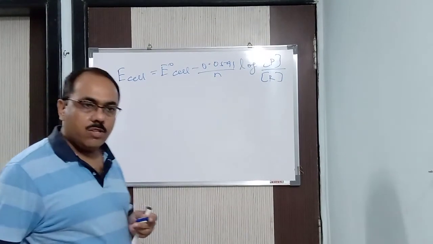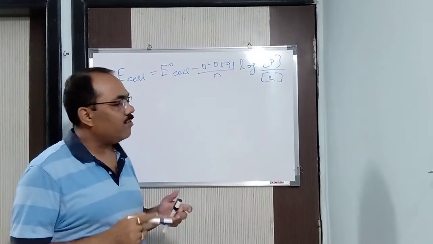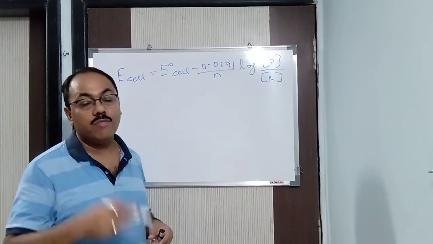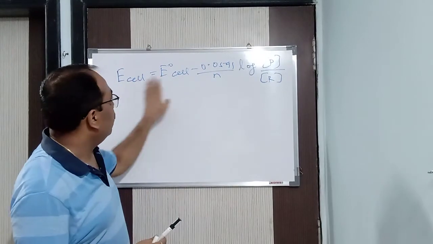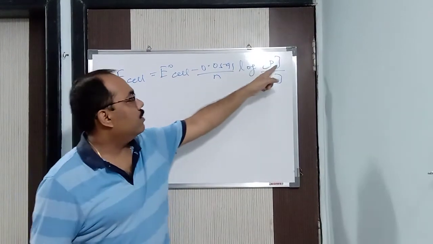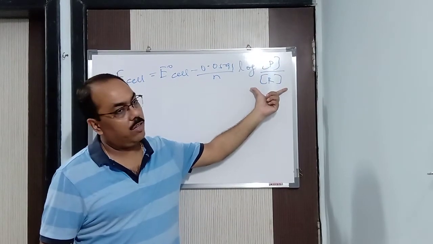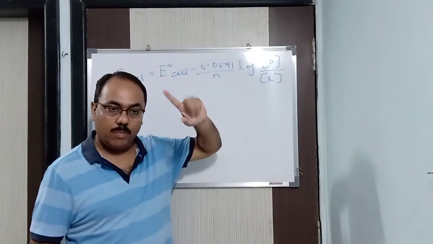Electrodes, definitely. So if you do not know the concentration of either of the electrodes in the product or the reactant, you can find it out by using the Nernst equation. This is the first application. Suppose you know E cell, you know E naught cell, you know n, but suppose you do not know the concentration of product, you can find it out. Or you do not know the concentration of reactant, you can find it out. Clear?